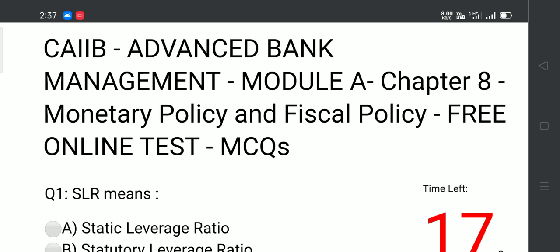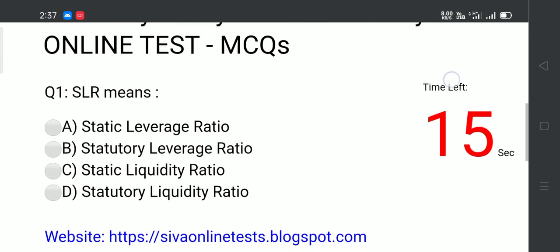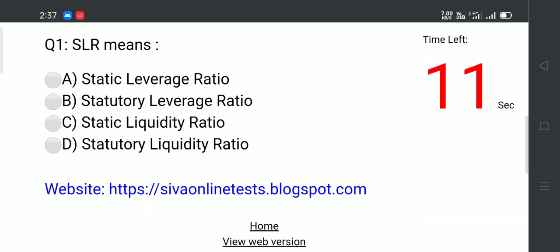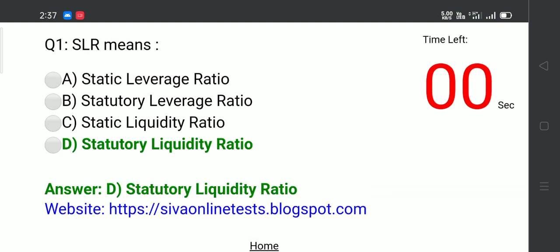Question 1. SLR means. Options. A. Static leverage ratio. B. Statutory leverage ratio. C. Static liquidity ratio. D. Statutory liquidity ratio. Answer. D. Statutory liquidity ratio.